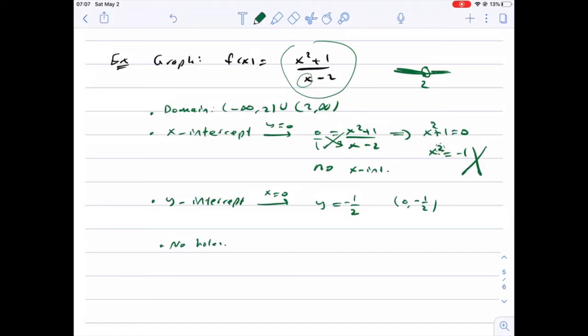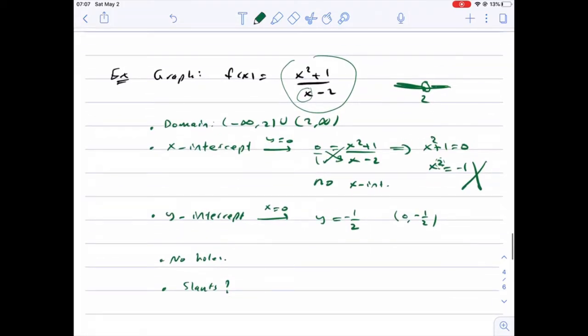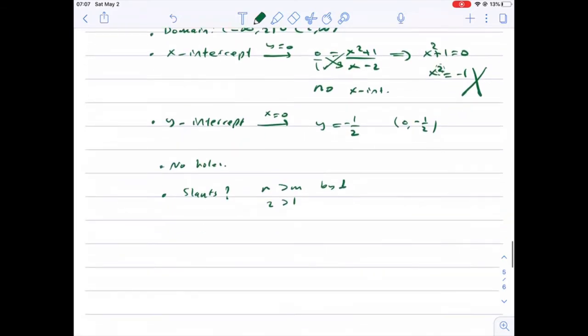Is there any slants? Yes, because the degree of the numerator is 2, degree of the denominator is 1. The difference is, this is n, this is m, degree is 1. n is greater than m by 1. So this is 2, this is 1. So that means we need to use synthetic division to divide these.